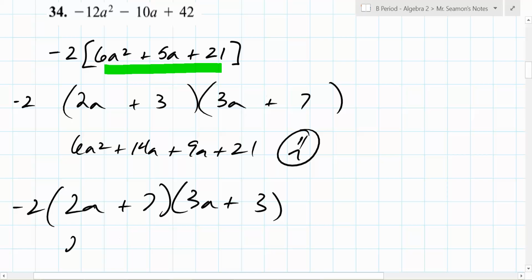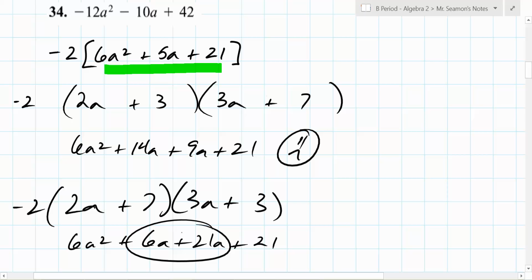Is that going to work? No, that one's going to be, I think, what do we hear? 6a squared plus 6a plus 21a plus 21. That's too big as well. So on this one, if you had factored it, you would stop there.